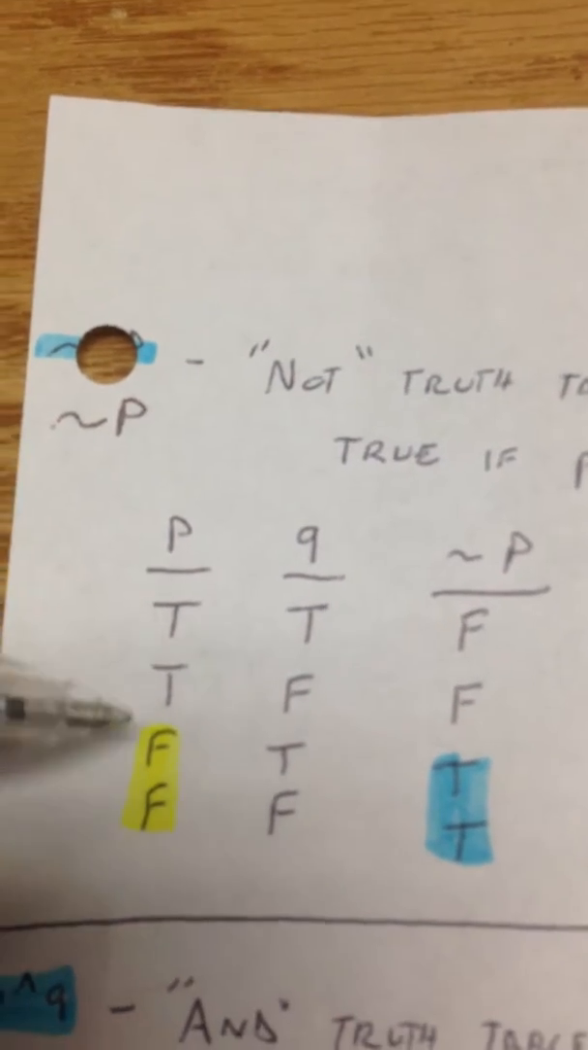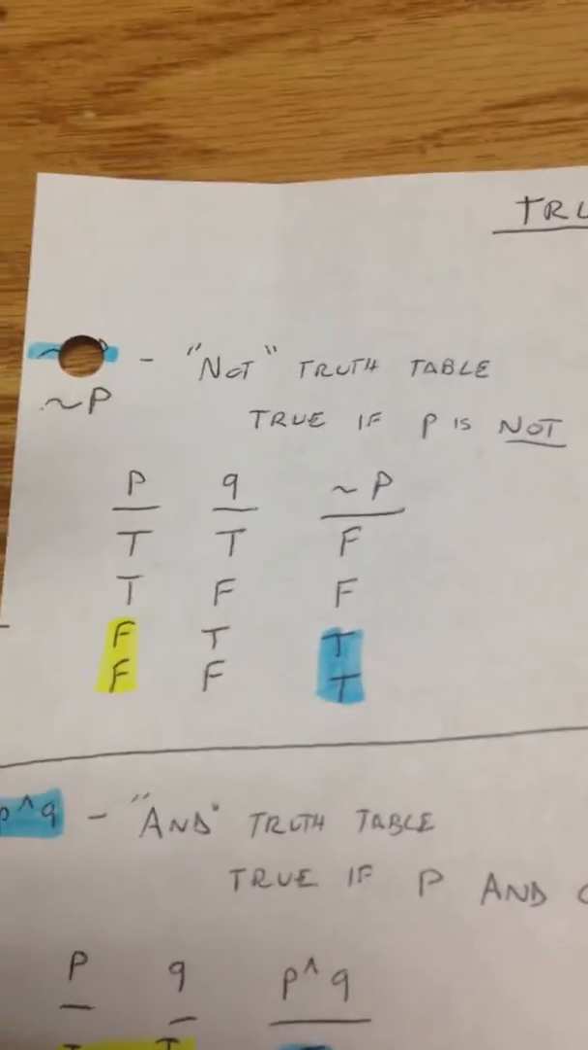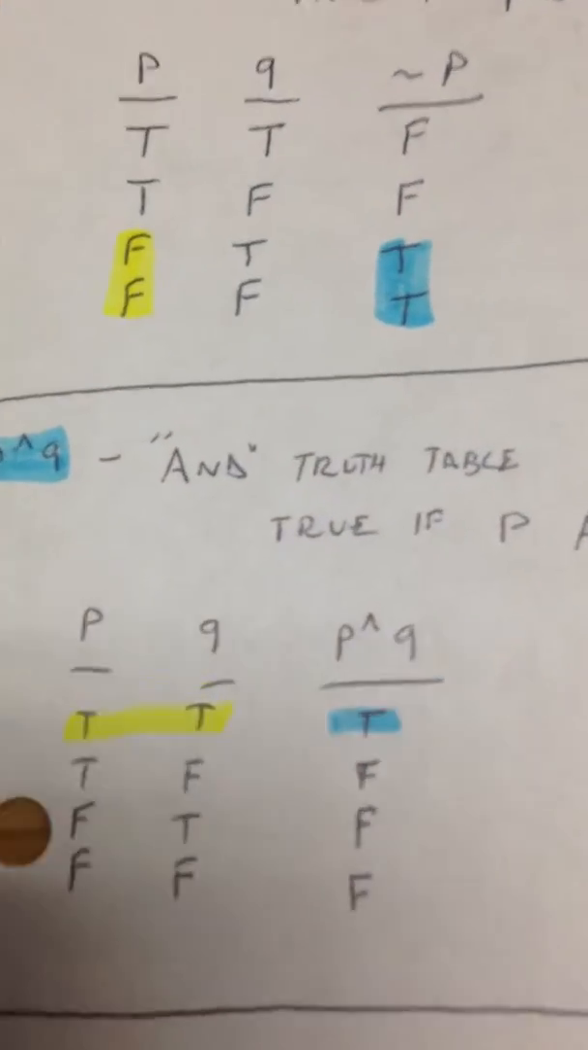Now let's say we're looking at not P. Not P is just going to be the opposite of P. So we've got true, true, false, false, the opposite of which is going to be false, false, true, true. Understand? Not too hard. Now let's take a look at and.